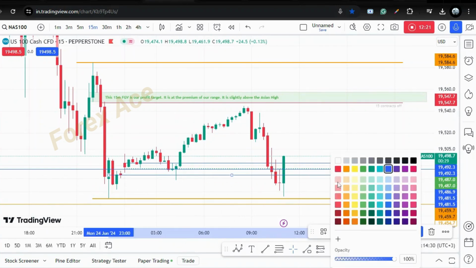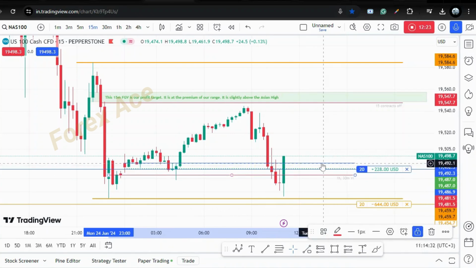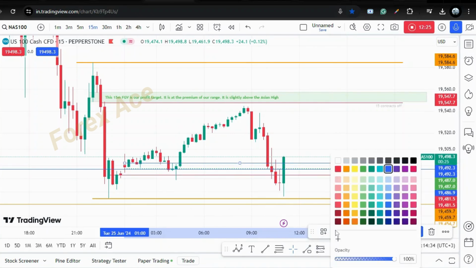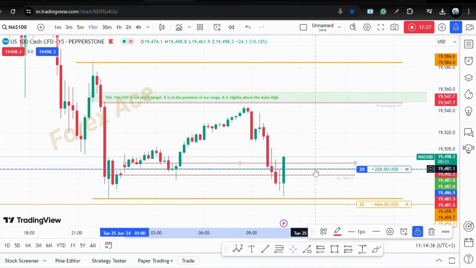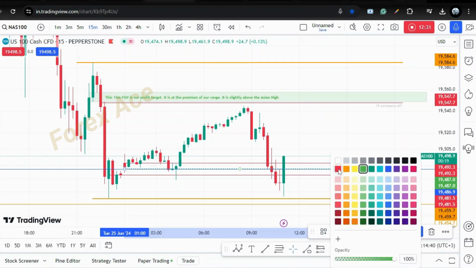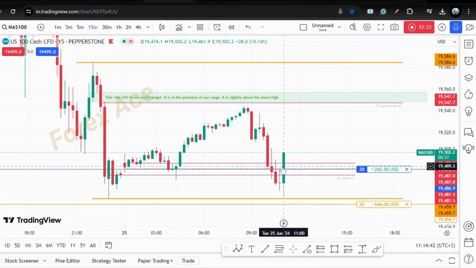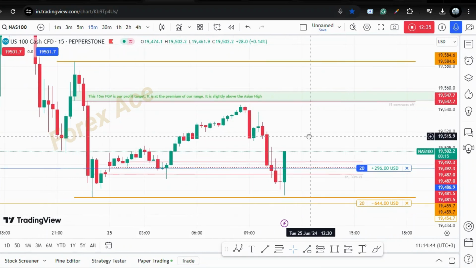I'm not happy with this blue, so let me just change it to another color. Don't worry guys, I enjoy playing around with colors when I'm trading. Look at how we are pumping up to this fair value gap.